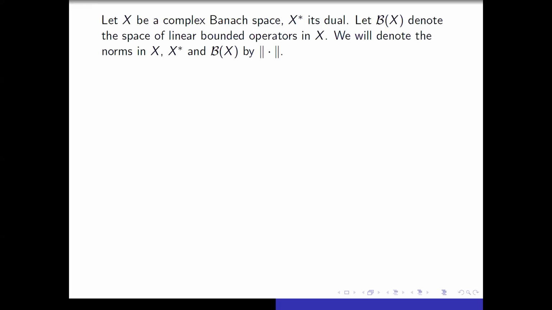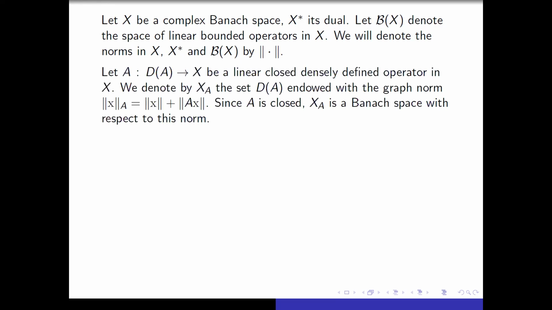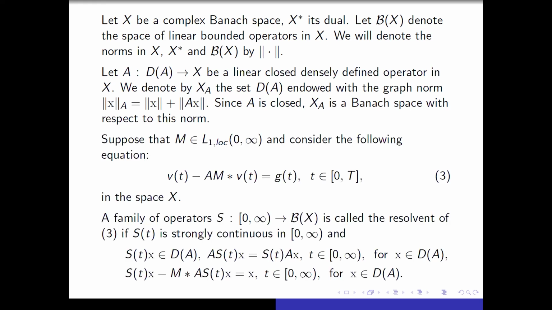And then, of course, firstly, this abstract framework. Let's go through this. X is a complex Banach space. X star is the dual space. B(X) is the space of linear bounded operators in this X, and we denote norms in all these spaces by this symbol. And then the operator A, let it be a linear closed densely defined operator in X. X_A, the set, this is the domain of A, endowed with a graph norm, and which in the present case is a Banach space. And let's consider firstly such an equation.